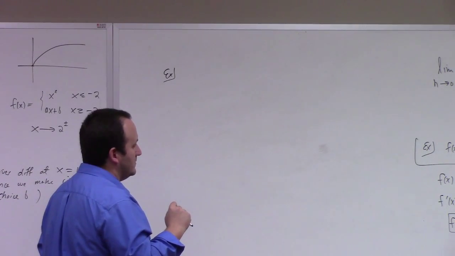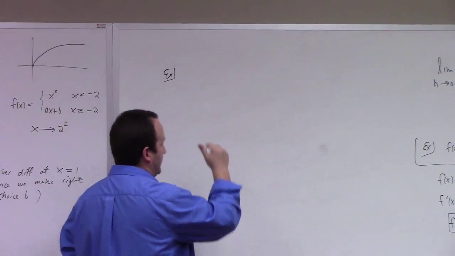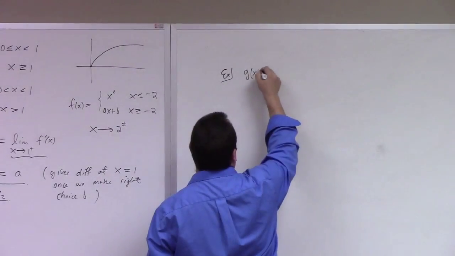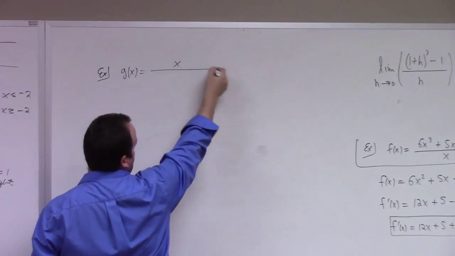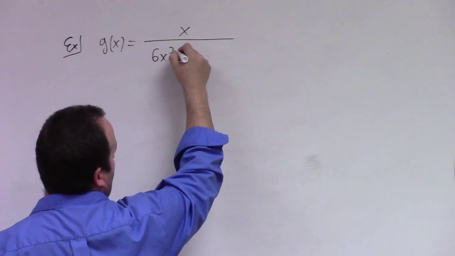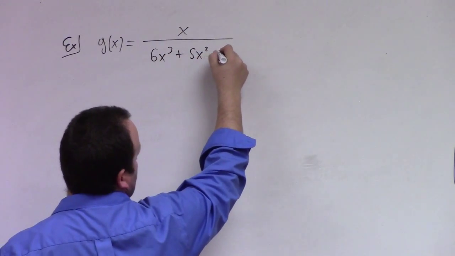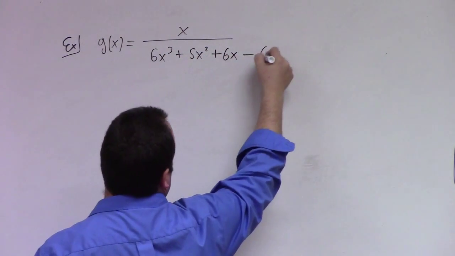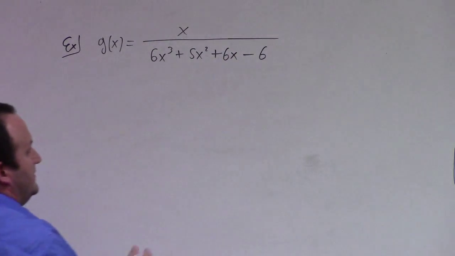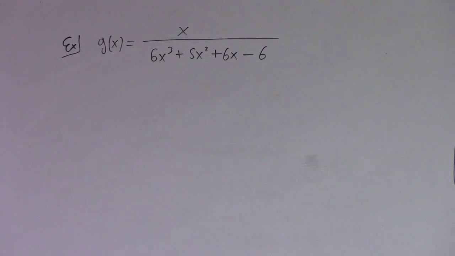What was I doing? Oh, I was going to show you a related but different example. g of x equals x over 6x cubed plus 5x squared plus 6x minus 6. This is ever so very different than the example I just did. I can't do algebra to simplify this quotient. The sum is in the denominator. There's no nice way to break this up. You just have to face the music here. You have to use the quotient rule. There's no other way around it.